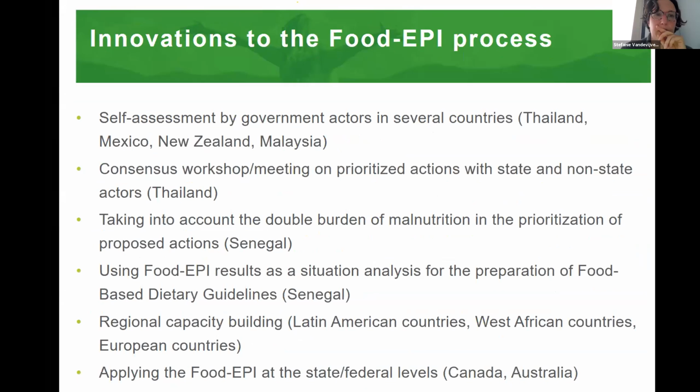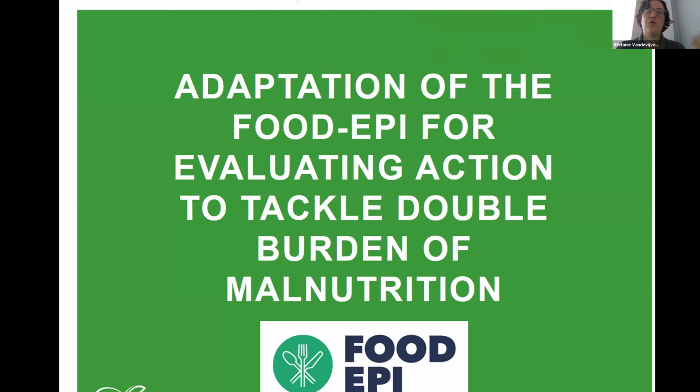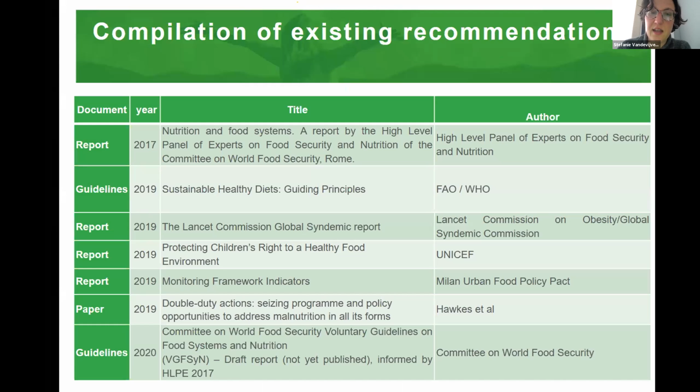Thank you. Okay, so that was a bit on the process, and very briefly, I'm not going to go into the details, but what we are planning is to adapt this index to better capture or to better evaluate action by governments to tackle the double burden of malnutrition, because we have focused on the food environments to reduce obesity and NCDs. And as part of some projects that are happening, we are aiming to look into developing indicators to evaluate actions on the double burden.